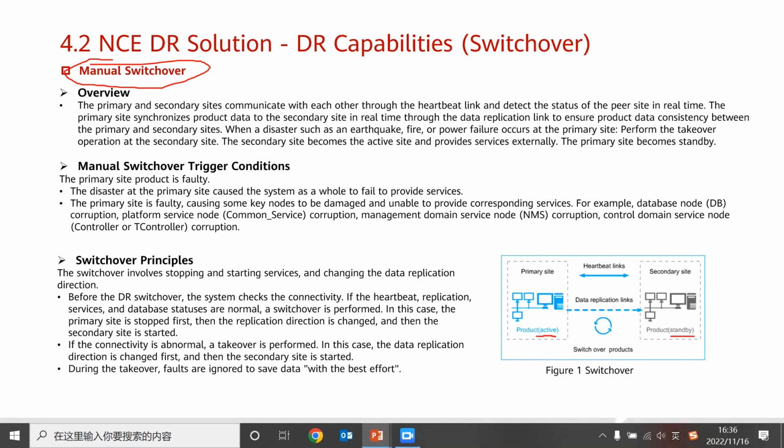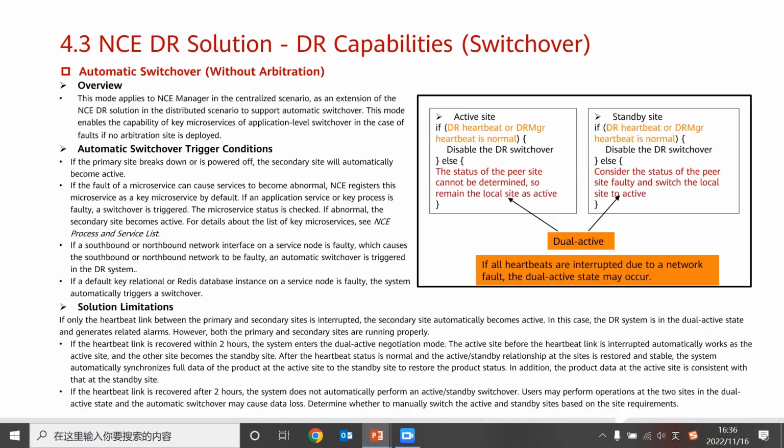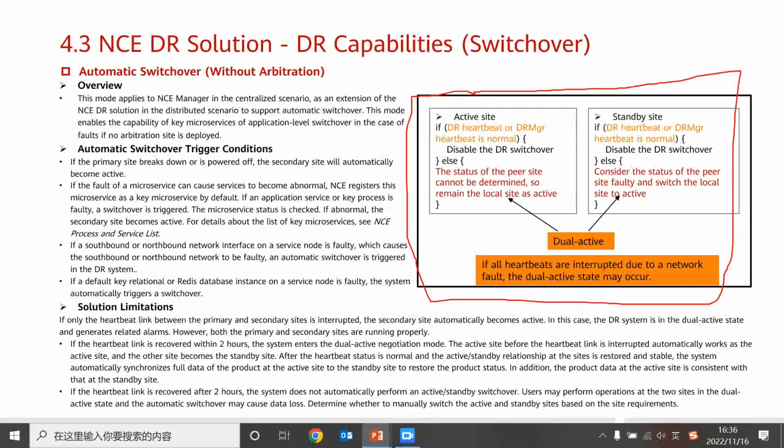trigger the switchover. And the next one is the automatic switchover. There's a lot of content here, but we'll be just focusing on the switch logic. So basically, we can see the if-else switch logic. If the DR heartbeat and the DR manager heartbeat are normal, then we're not going to do the switchover, which is to disable the DR switchover.